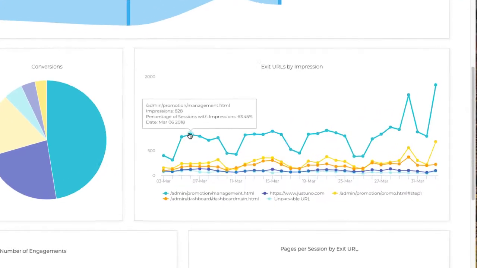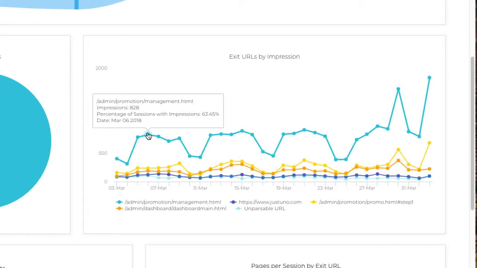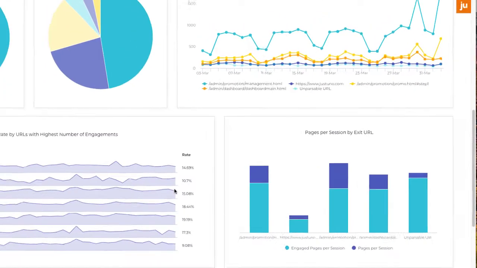The next line graph shows the top 5 exit pages based on the highest number of impressions. Hovering over each day, you'll see the number of impressions and the percentage of sessions with impressions. The percentage of sessions with impressions is calculated by the unique number of sessions that had one or more impressions.